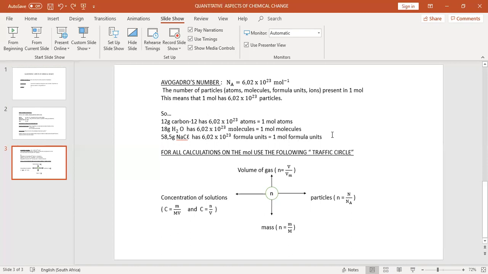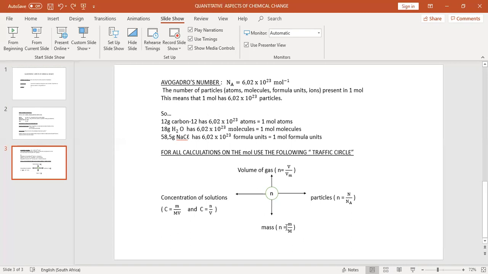Now in this section, you're going to use the mole in the following ideas. You're going to calculate volume of gas, or number of particles, or mass of substance, or the concentration if you have a solution. So I'm calling this the traffic circle because everything has to go past the traffic circle to get somewhere else. Let's assume the examiner gives you a mass of a substance and asks you how many particles are in that substance. So let's say he gave me 24 grams of carbon and he wants to know how many atoms there are. This is mass in grams.